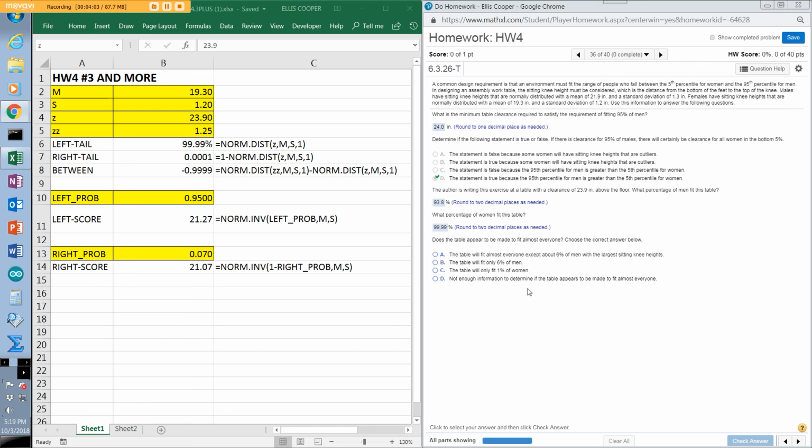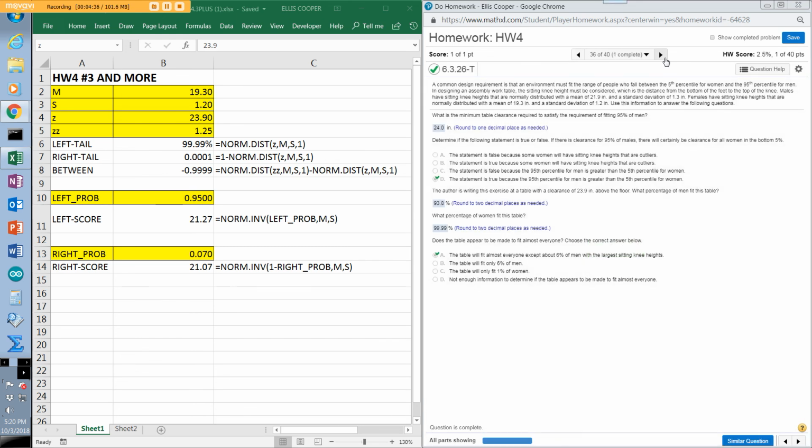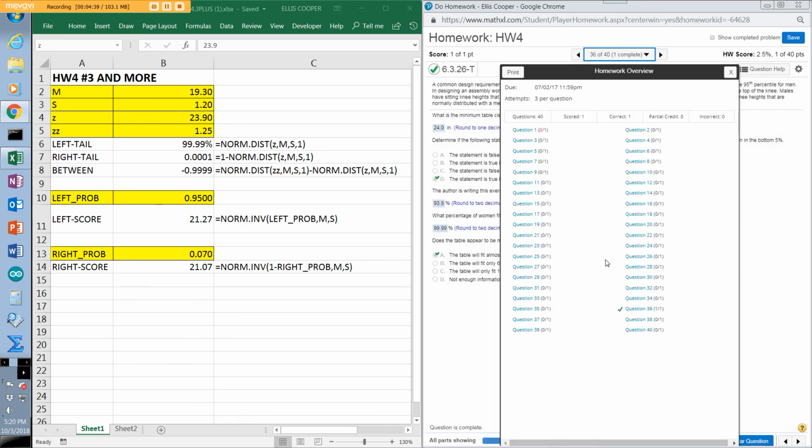Well, let's say it's going to be A, because you see, for the men, we got like 93.8% of the men will fit under this 23.9 inch table. So round that off, that's 94% of the men will fit. And so it will fit everyone except 6% of the men. So that's question part A here, and that's the end of that. So that's number 36. Now we'll go to number 20.